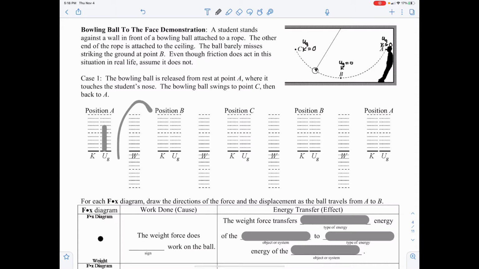Now, no work is done as the ball goes from A to B, because we're talking about the ball-Earth system. Therefore, the gravitational potential energy at point A will convert itself to the kinetic energy at point B by the same amount. This kinetic energy will decrease over time and will again convert itself back into potential energy, gravitational potential energy, at point C.